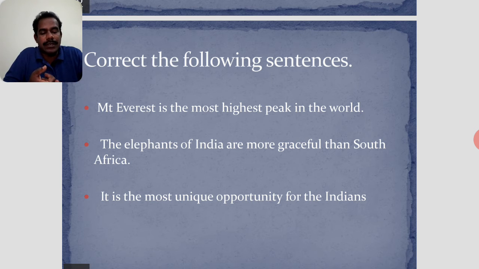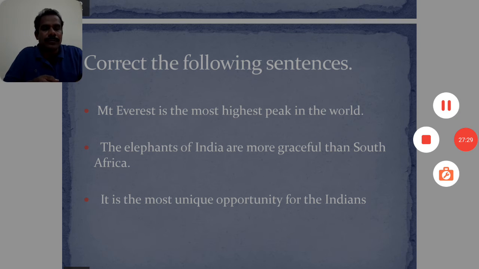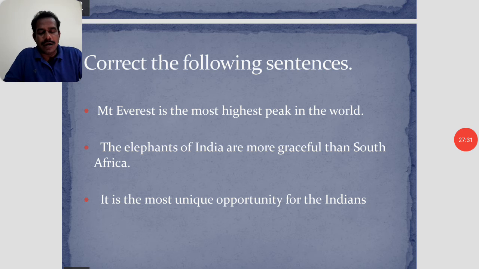అంటే ఇక్కడ ఏముంది, taller, more, both are comparatives. We should not use two comparatives in a single sentence. More is comparative, taller is comparative. So we should not use it, that's a wrong sentence.